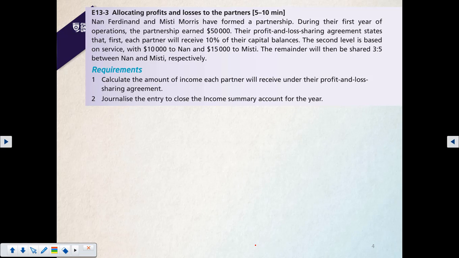This is a very important question, okay? Nan Ferdinand and Misty Morris have formed a partnership. During their first year of operation, the partnership earned $50,000. The profit and loss sharing agreement states that first, each partner will receive 10% of their capital balance. The second level is based on service, 10,000 and 15,000, and any remaining money will be shared between them 3:5. Calculate the amount of income each partner will receive under the profit and loss sharing agreement. Okay, very important. Let's do these questions together.